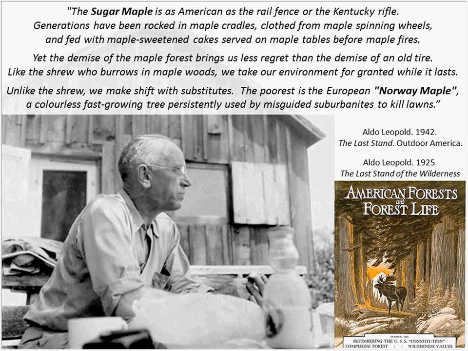So this quote here, I think you'll all like it. It's a quote from Aldo Leopold from 1942, from his essay called "The Last Stand in Outdoor America," and you can read it, but he's saying that the sugar maple is as North American as it gets, and yet the demise of the maple forest brings us no less regret than the demise of an old tire. And he notes here that the poorest is the Norway maple, a colorless, fast-growing tree that is persistently used by misguided suburbanites to kill lawns.